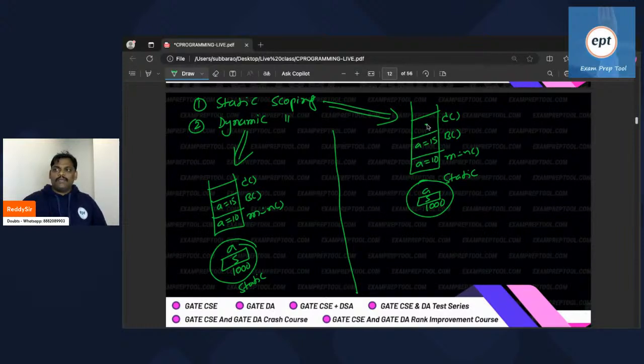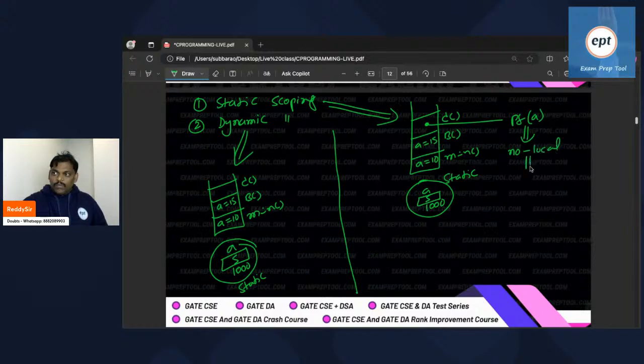See this one. At this place I'm saying print A. Carefully, here I'm saying print A. No local. See this one. No local. Print A, I said. No declaration, no local.